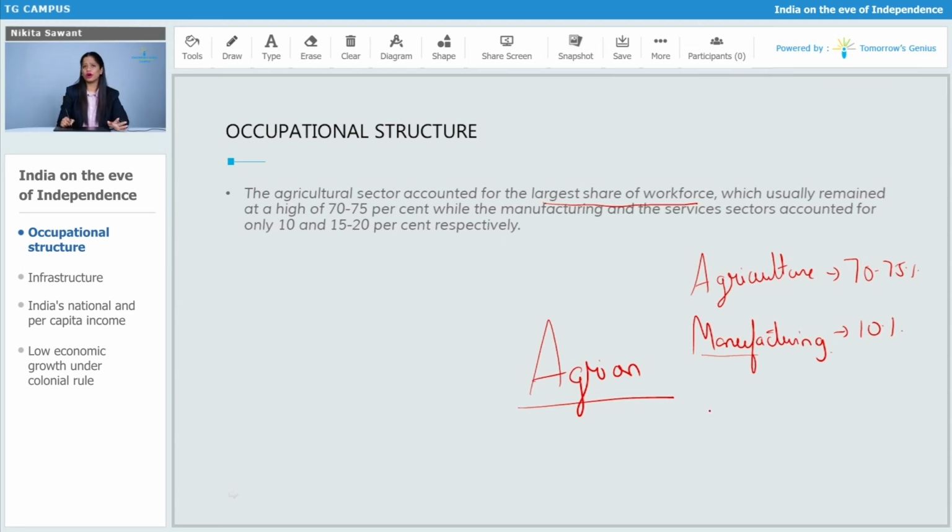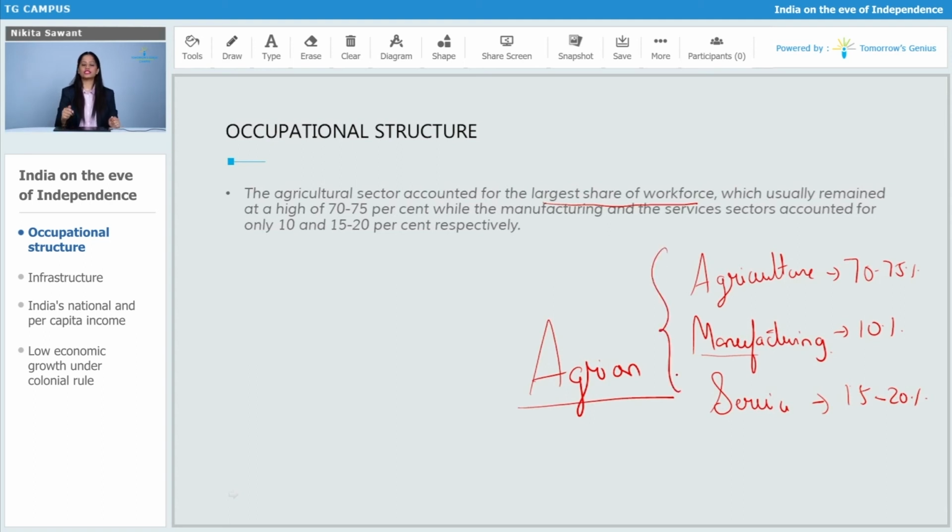And when we talk about the service sector, almost 15 to 20% of the people were dependent on the service sector. So what comes under the service sector? Usually we talk about business services, that is banking, transport, warehouse, trade, that is buying and selling of goods internally, and buying and selling of goods internationally, which is import, export, etc.